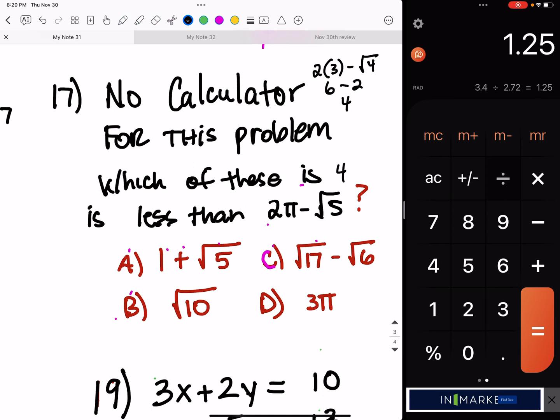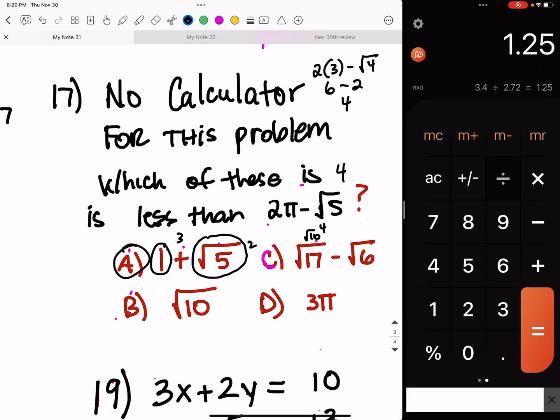Let's see. 1 plus the square root of 5. I don't know the square root of 5, but I do know the square root of 4, which is 2. So 1 plus 2, this is about 3. Yeah, I'd say that's smaller. I don't know the square root of 17, but I do know the square root of 16, which is 4. So this is 4 minus, I don't know the square root of 6, but I know the square root of 4, which is pretty close. So we'll say, which is 2. This is about 4 minus 2. Yeah, that's smaller than 4.